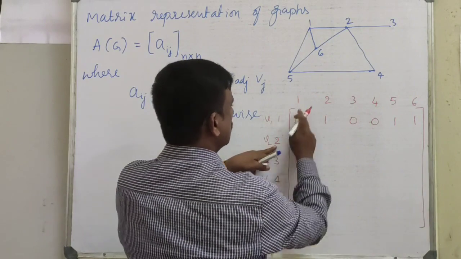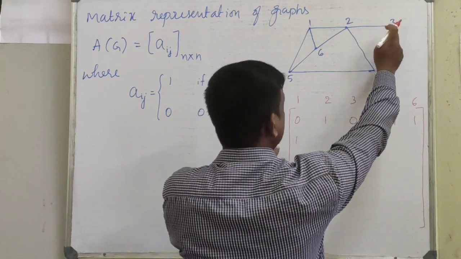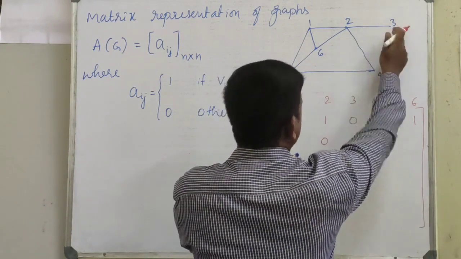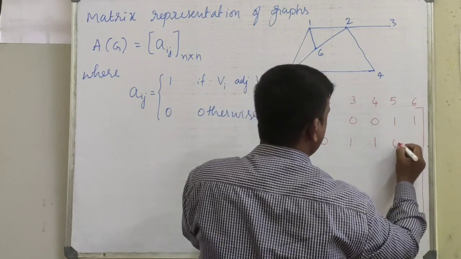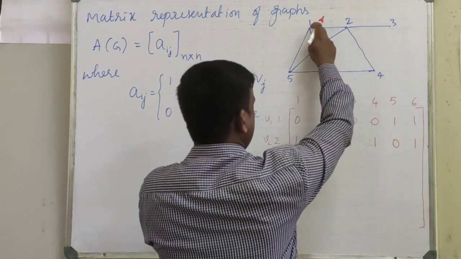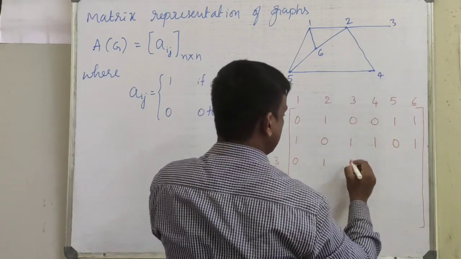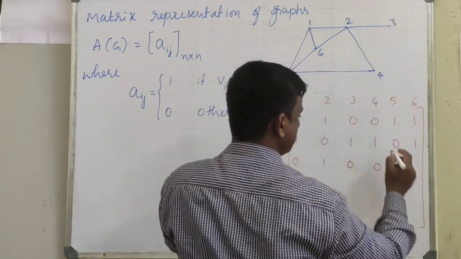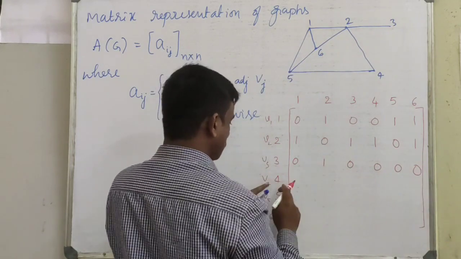Now come to 2. 2 and 1, they are adjacent, 1. 2 and 2, they are not adjacent. No vertex is adjacent to itself. So 0. 2 and 3, 1. 2 and 4, 1. 2 and 5, 0. 2 and 6, 1. Similarly, come to 3. 3 and 1, they are not adjacent, 0. 3 and 2, adjacent. 3 with 3, 0. 3 and 4, 0. 3 and 5, 0. 3 and 6, 0.